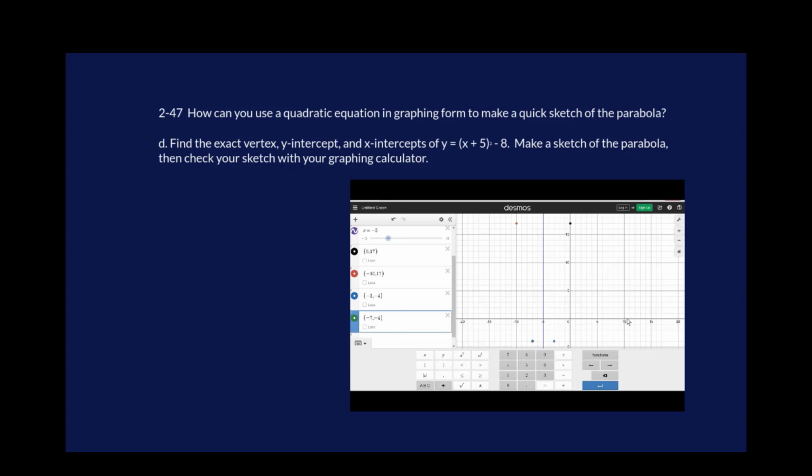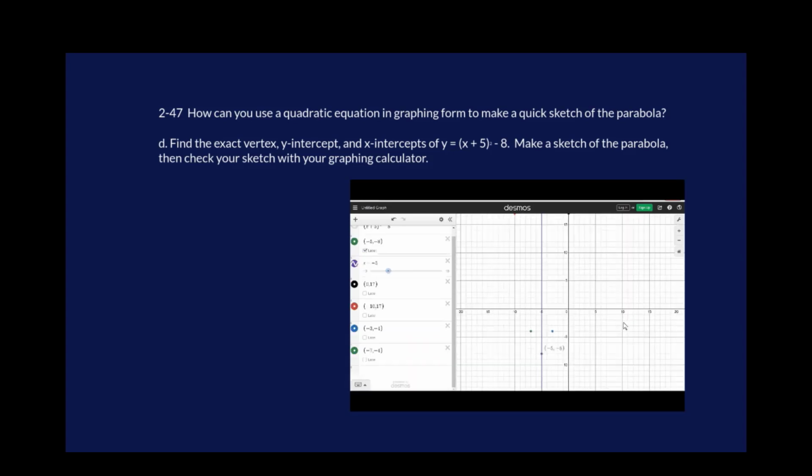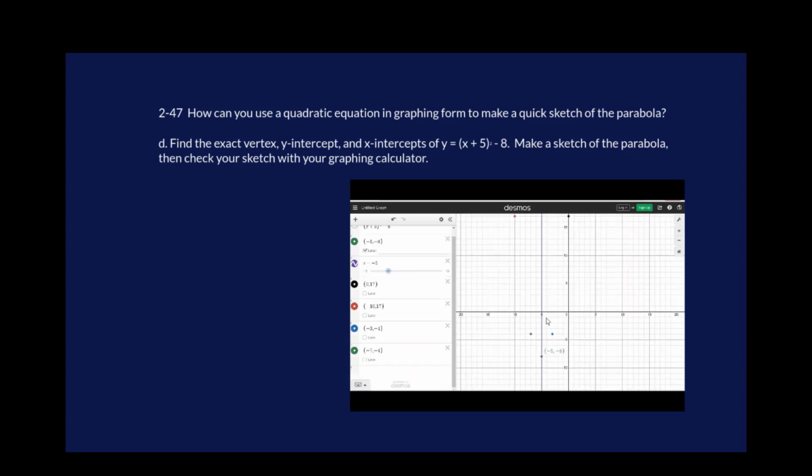Okay, there's my last point. So we have the vertex and we have the points on either side. What I'm going to do now is click on the equation to see if we are correct. I'm also going to label this because that's our y-intercept. Let's come down here and label that. Very good. And let's go ahead and unmute the equation.